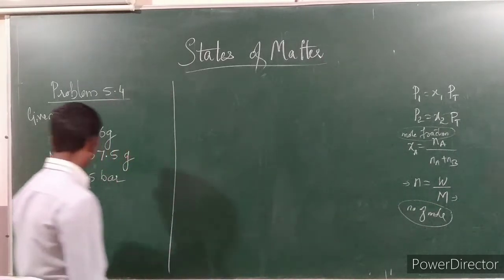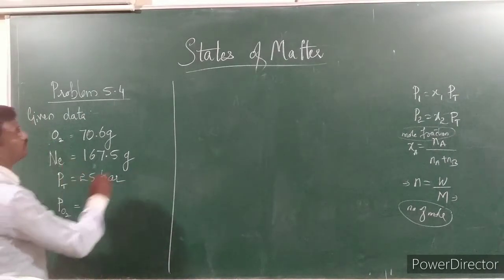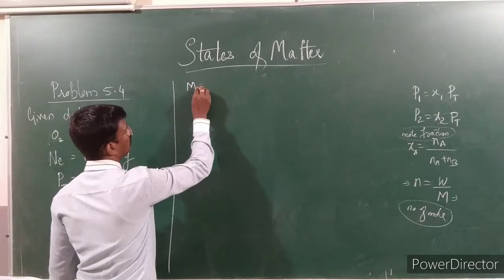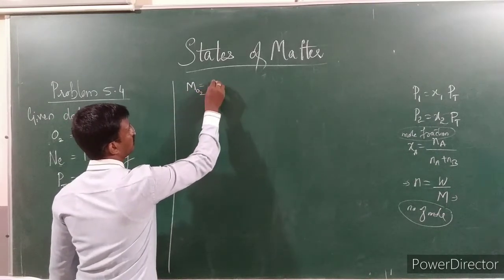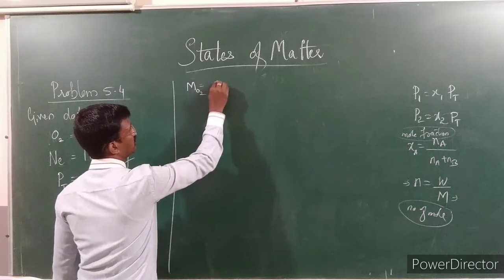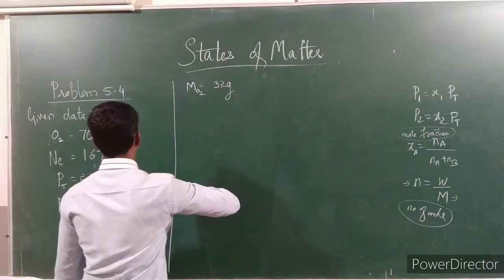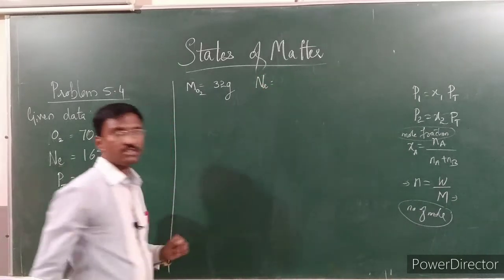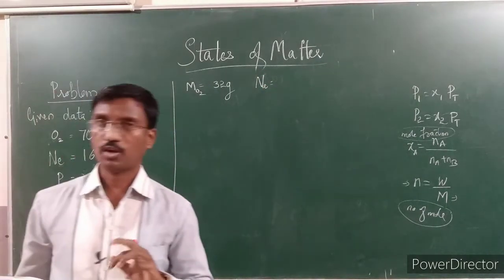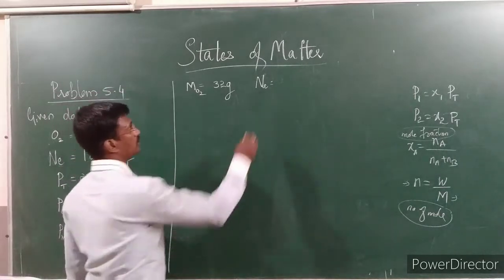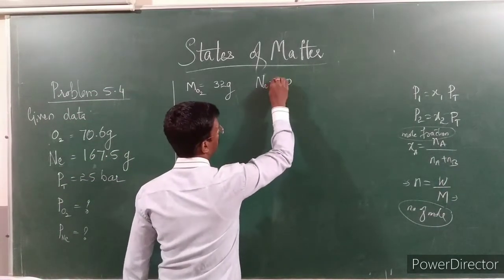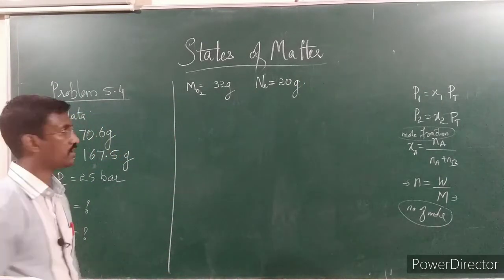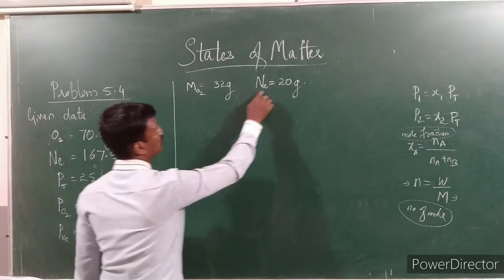So we know the molar mass of oxygen. Molar mass of oxygen, that is O2, is equal to 16 plus 16, that is 32 gram, and the molar mass of neon. Actually neon has atomic number 10, therefore atomic mass is 20. Probably in the annual exam they will give you the molar mass. If they are not given, then you have to remember that one. So molar mass of oxygen, molar mass of neon.